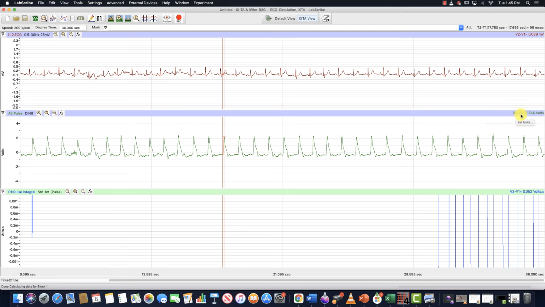I'm going to measure amplitude here. This is V2 minus V1. And it's going to be a measurement in volts. I'm going to slide my cursors down again, and again I can measure amplitude of that pulse wave. And I'm going to find it in this right-hand side, V2 minus V1, measurement in volts there.